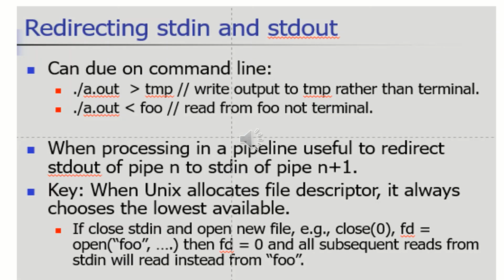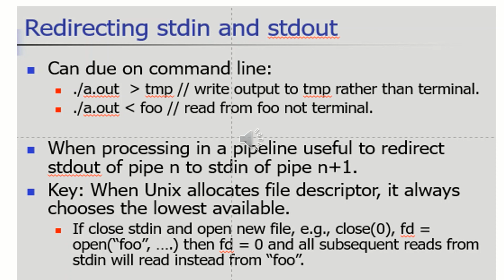Here is one more example for redirecting standard in and standard out. On the command line you write ./a.out greater than temp. That means write the output to temp rather than the terminal. One more example: ./a.out less than foo reads from foo, not the terminal. It extracts the content from the corresponding file and displays it.